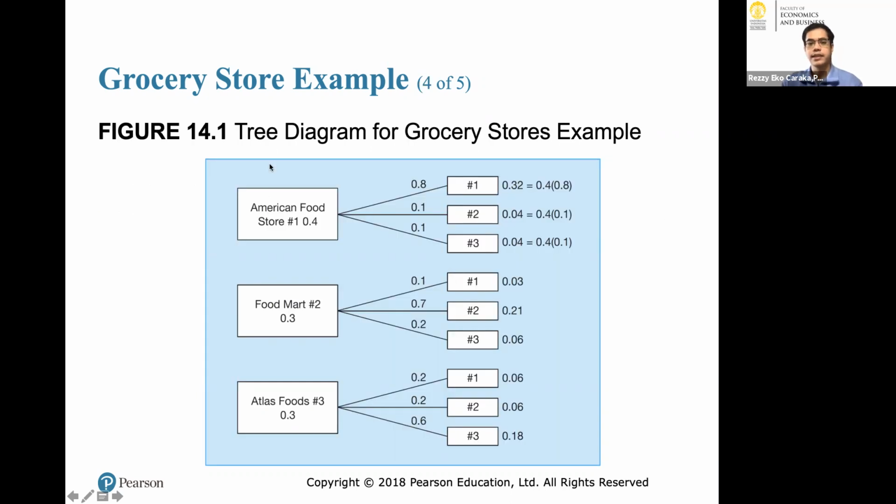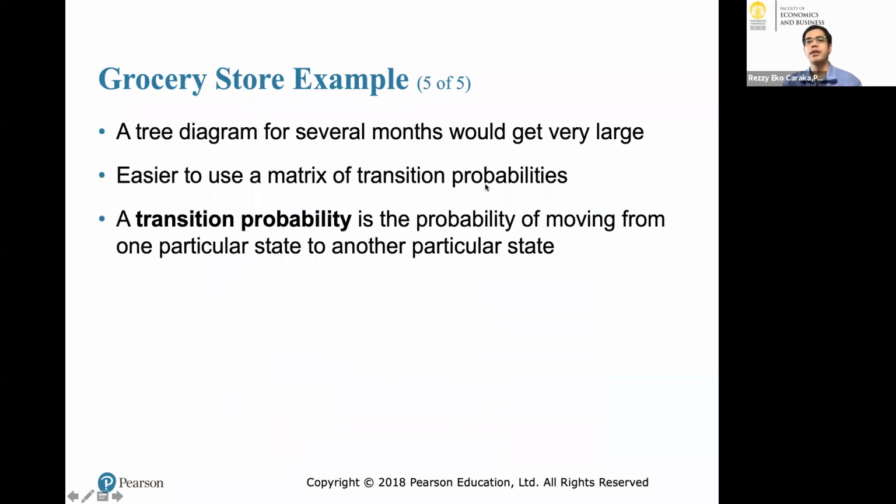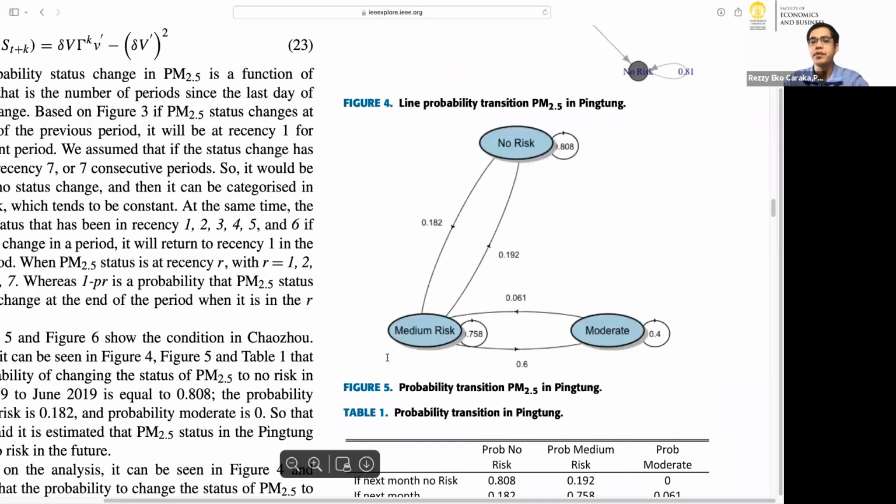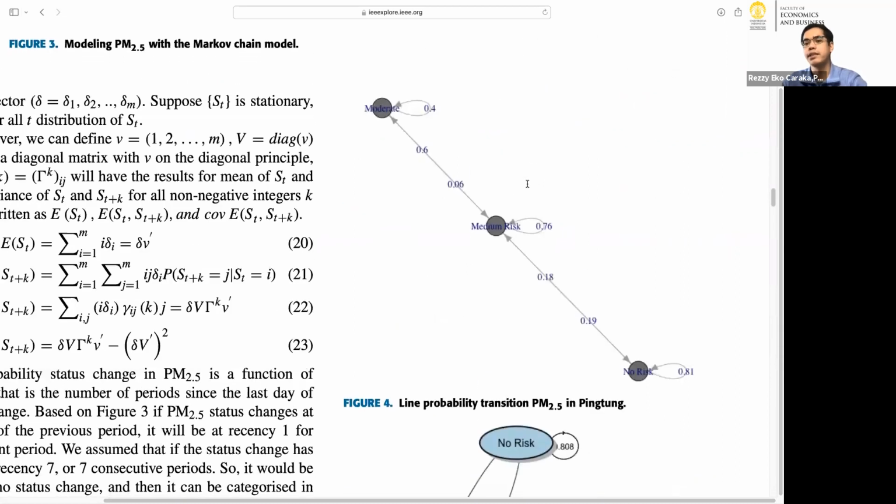So this diagram for 0 months would get very large. It depends on your question. And also it is easier to use the matrix of transition probabilities by using the Markov chain. A transition probability is the probability of moving from one particular state to another particular state. That's why for every different condition we can analyze a different probability. So this is the goal of using the Markov chain.